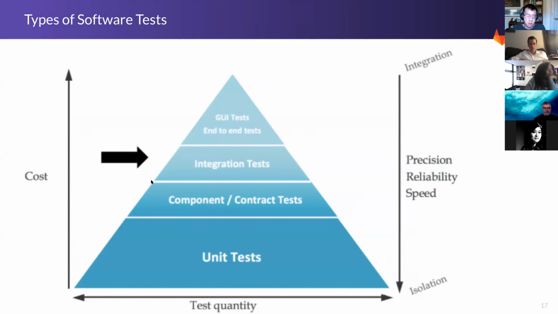This is what they call a test pyramid. In my story, I was a test engineer for about half a decade, so this is basically what I did all day. Your unit tests are basically your smallest tests. And then you have these things called integration tests and end-to-end tests.